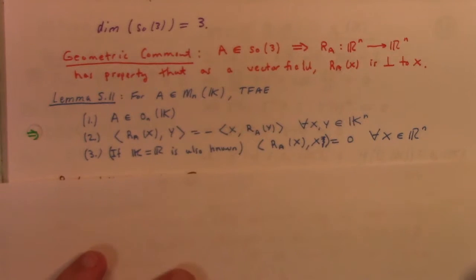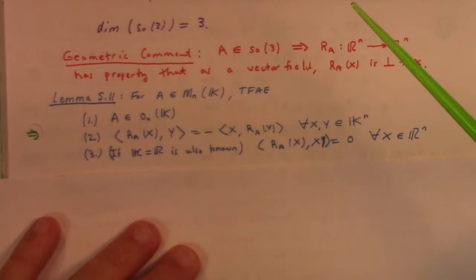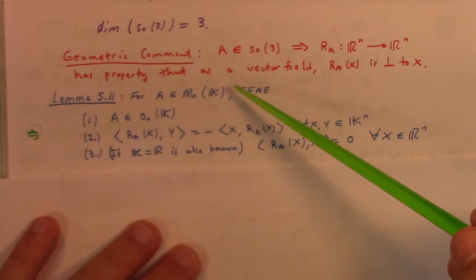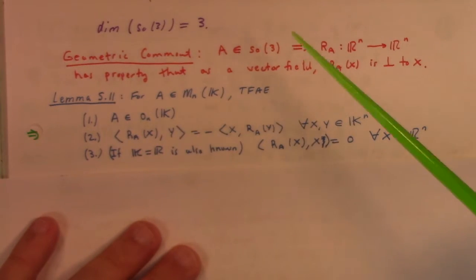So here's a lemma that we would want to use. For A an n by n matrix over K, the following are equivalent. A is in little o n K.